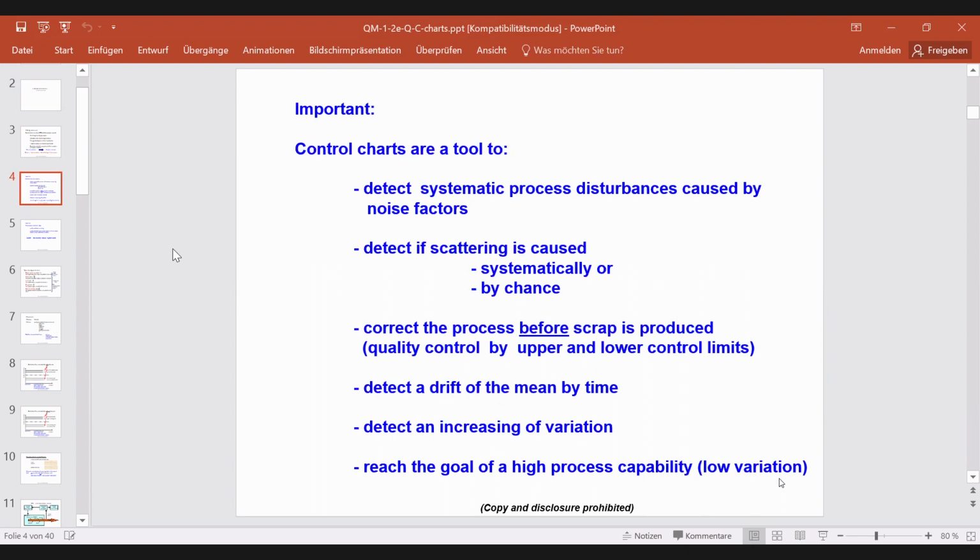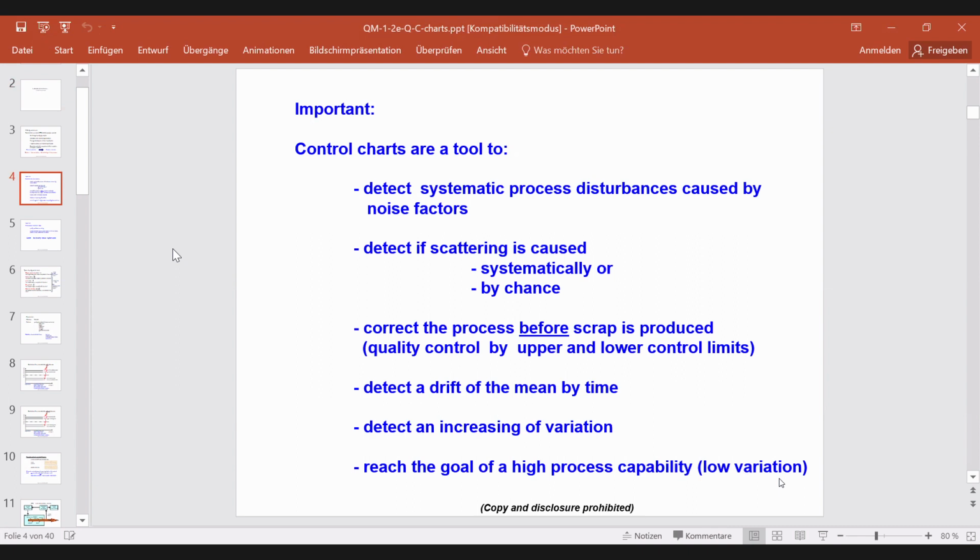So control charts are a tool to detect systematic process disturbances. So if there is, let's say, a change of the machine, or a change of the material batch, or you have other disturbance factors, every disturbance of the process is detected by quality control charts.